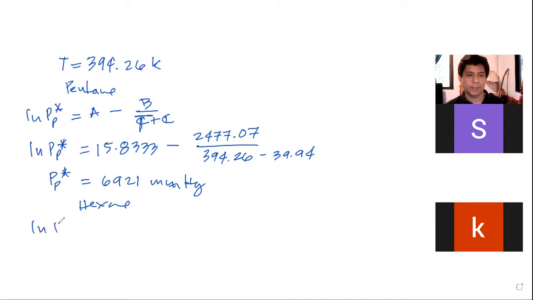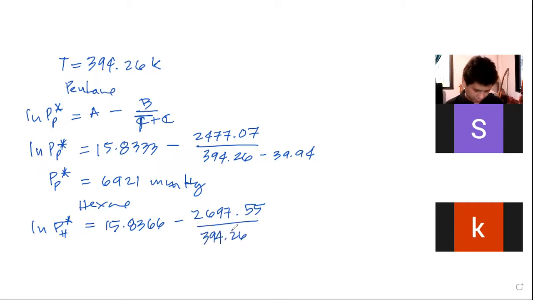ln PH star. So for hexane, we have 15.8366 minus 2697.55 over 394.26 minus 48.78.